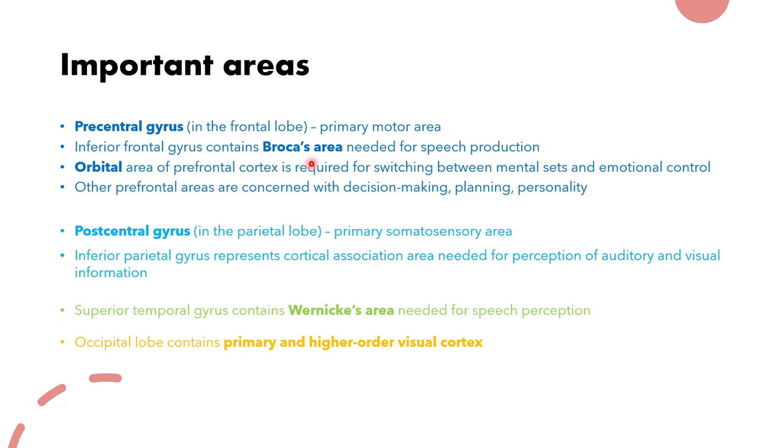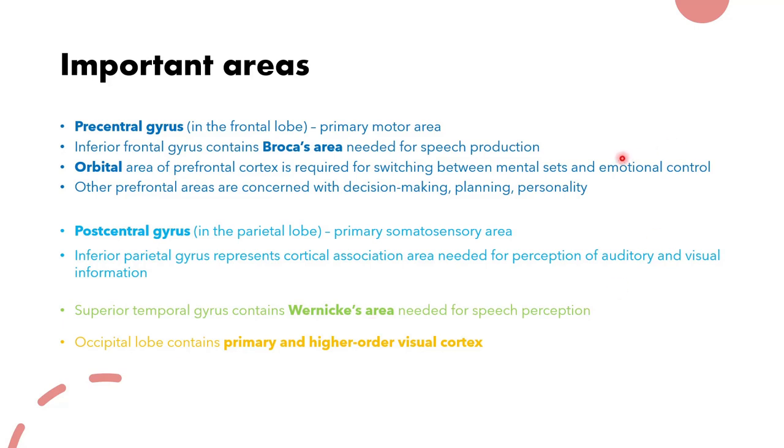Then we have Wernicke's area, which is also related to speech. However, it's located in the superior temporal gyrus. And people with damage to this area, however, cannot perceive the speech. They can produce words perfectly well. However, it would sound more like a word salad if you heard it. So it's just random words mixed together without any meaning behind them or without the semantics of the speech.